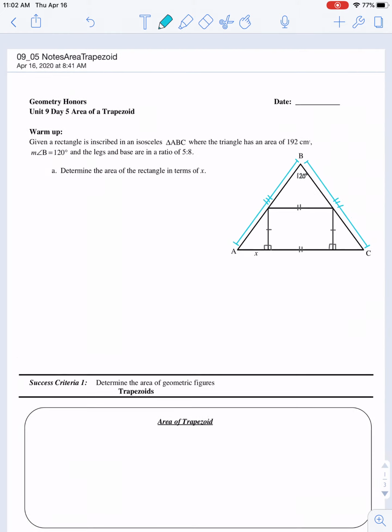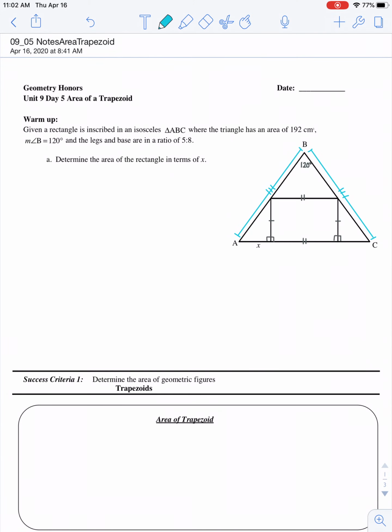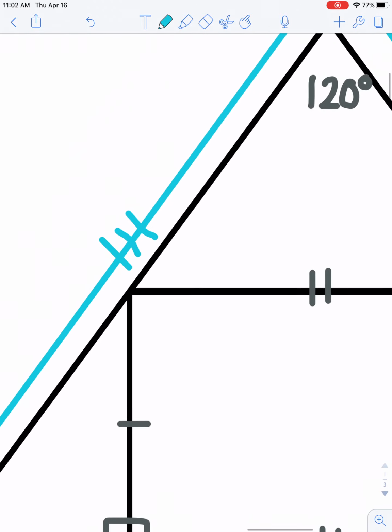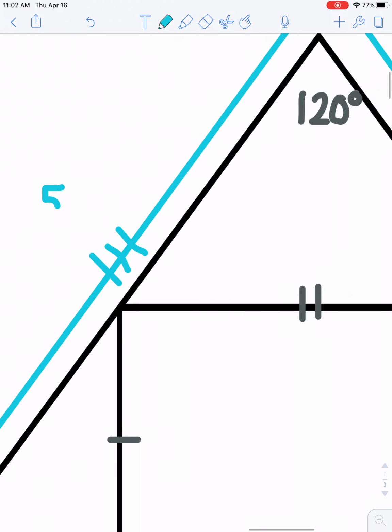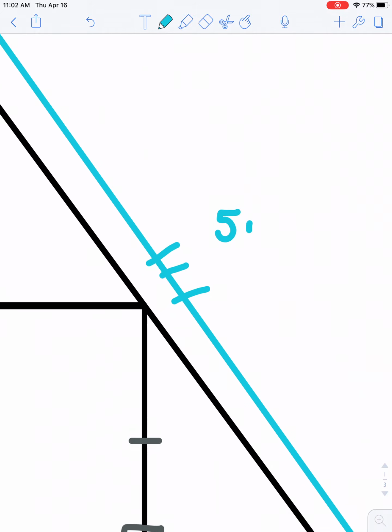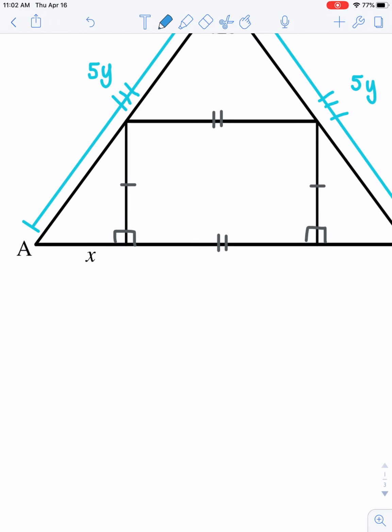It also says that we're in a ratio of 5 to 8. So since we already have x here, we'll call it 5y. And we'll call our base 8y.